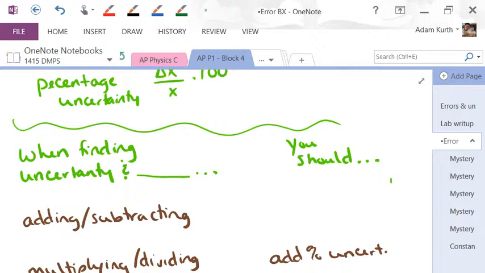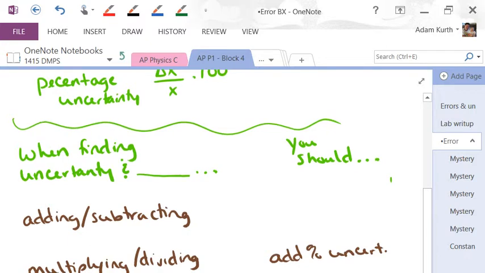How about exponents? What do you do with an exponent? Do you multiply by the value of the exponent? What do you guys think? Yes, you multiply what by the value of the exponent? The percent uncertainty. Yeah. You're going to multiply the percent uncertainty by the exponent.